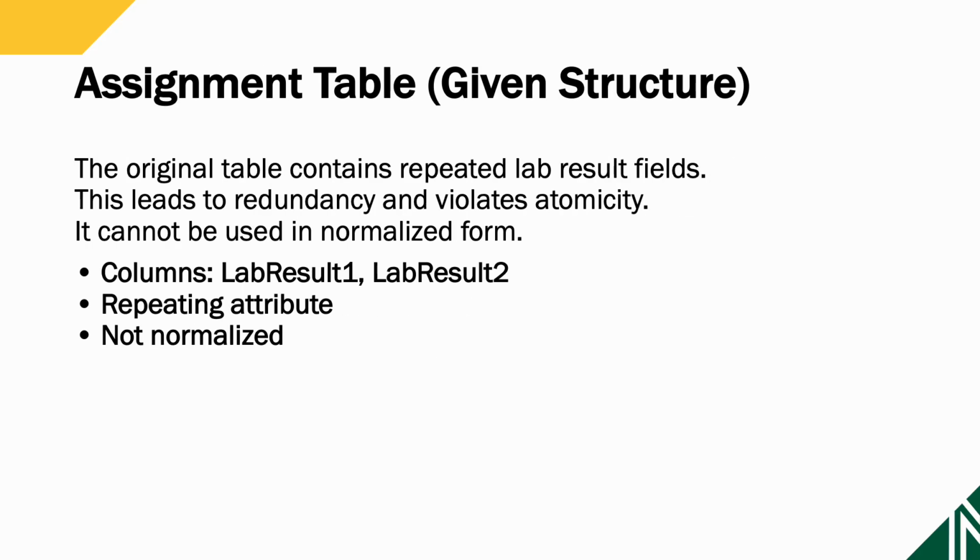From this slide, we can see that the table contains columns such as lab code, patient ID, lab result 1 and lab result 2. The problem here is that the lab results are stored in separate columns instead of separate rows. This is not only violating 1NF but also makes the structure inflexible. For example, what if a patient has a third or fourth lab result? This design doesn't work at scale.